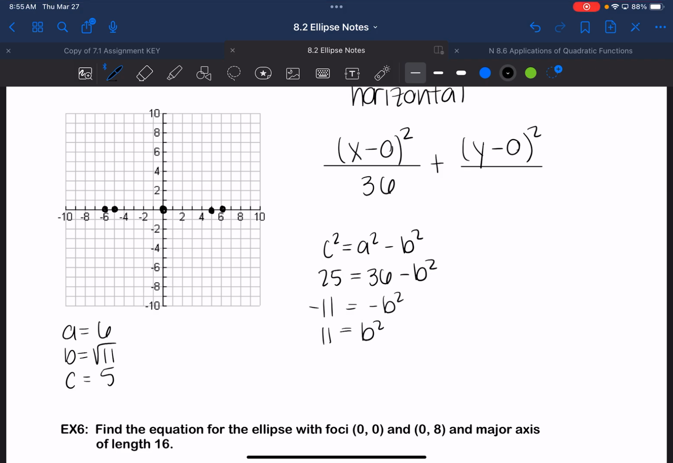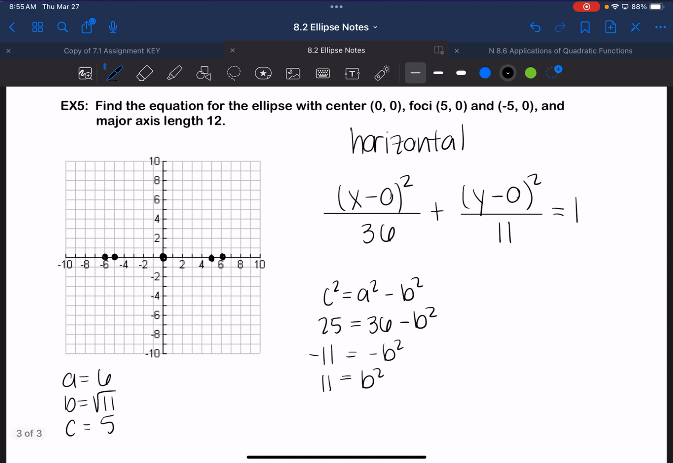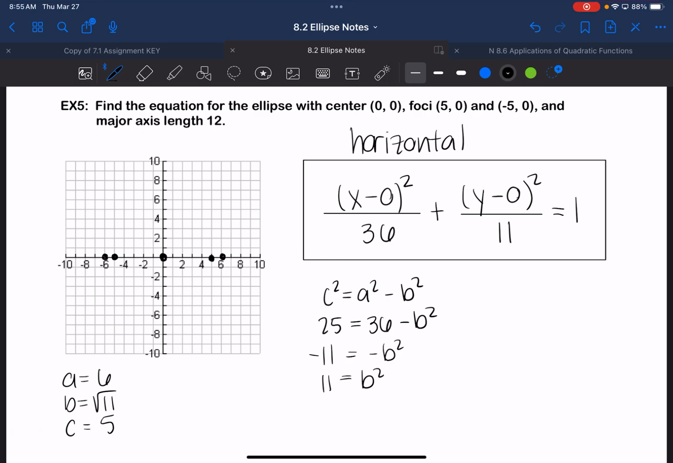Very good. All right. So since the denominator of this fraction is b squared, it would just be 11, right? Equals 1. Did they say to graph it? Nope, just find the equation. Yeah. So this would be our equation. You could leave out the minus zeros if you prefer.